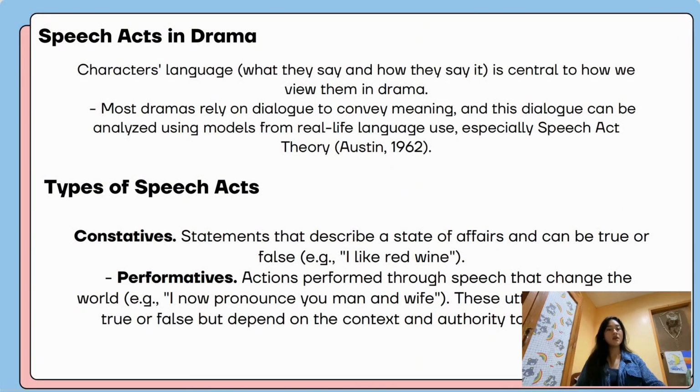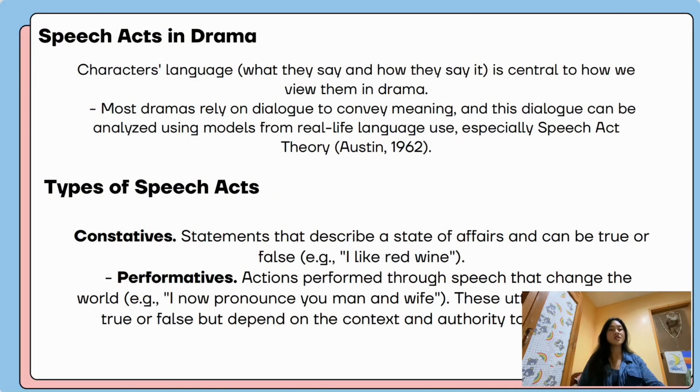In drama, the way characters speak, what they say and how they say it, is really important for how we understand them and the story. So here's how the character's speech works in drama.